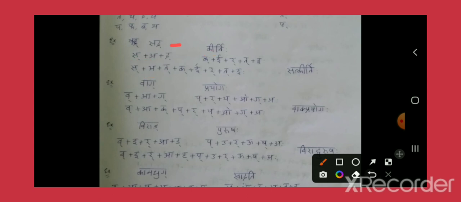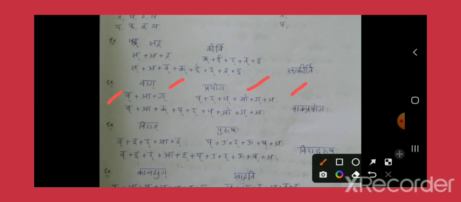We'll see one more example. See this second one. Vag plus prayogaha. What is the expansion for vag? Vakara plus a plus gakara. What is the expansion for prayogaha? Pakara plus repa plus yakara plus o plus gakara plus aha.